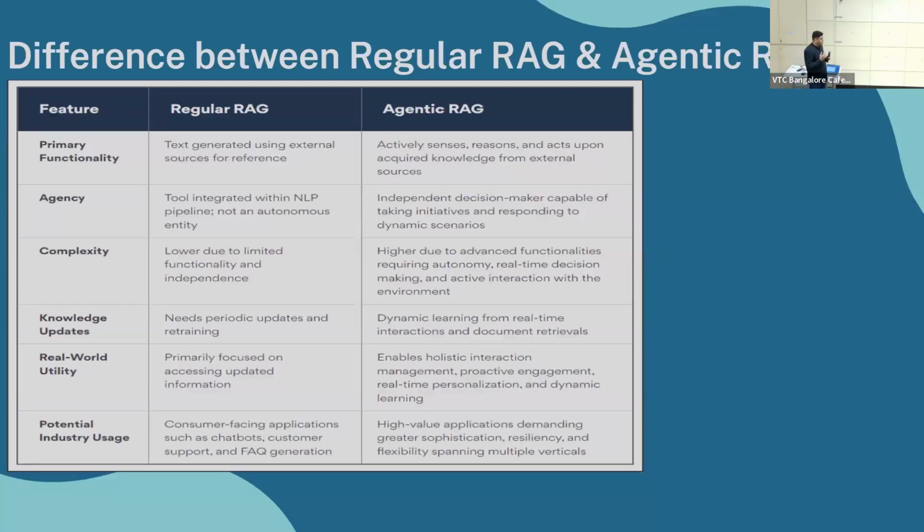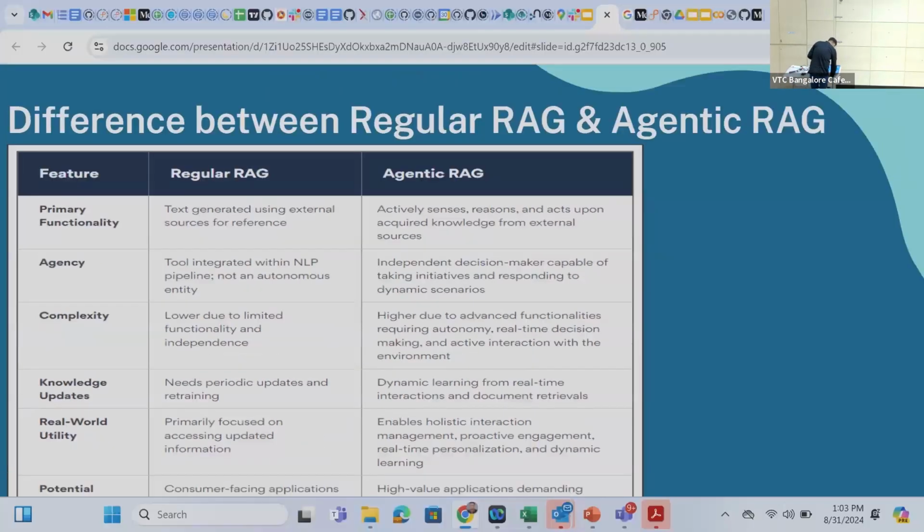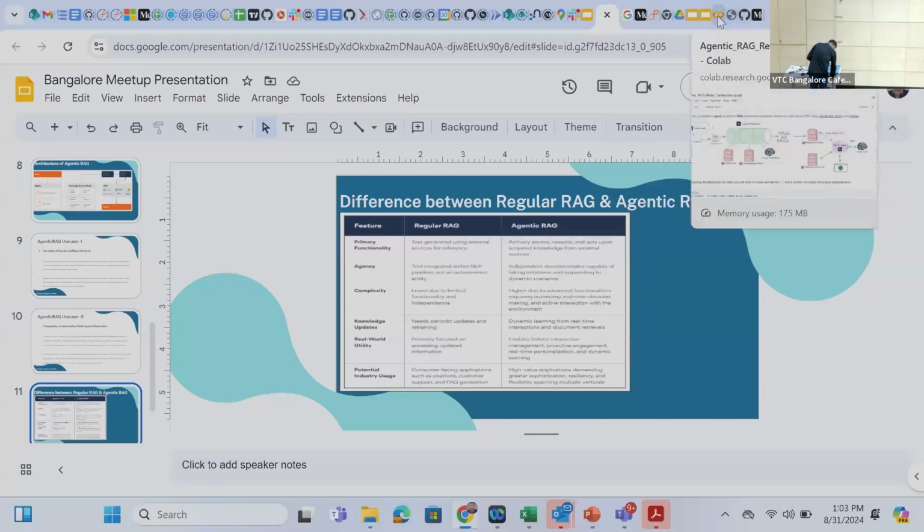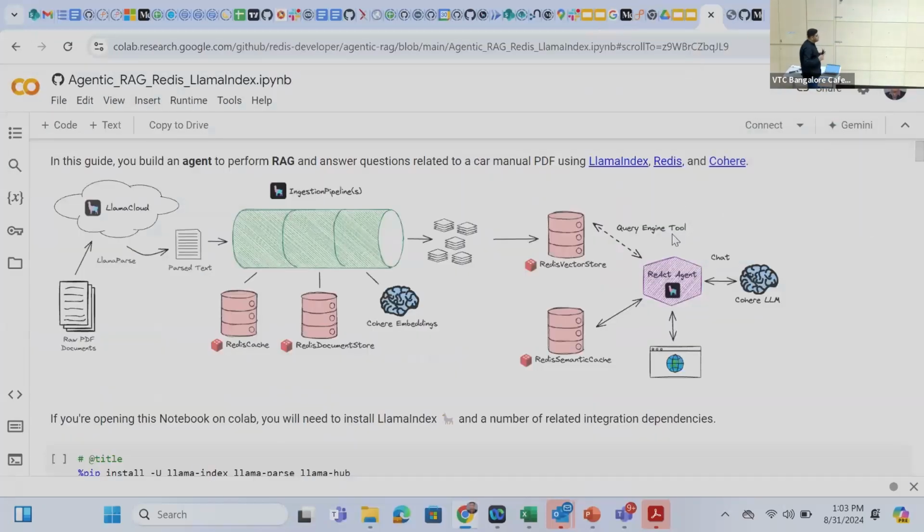I'm probably moving forward to show you one of the implementations of Agentic RAG, how it is done. So just give me 1 minute. So if you see this, this is a simple notebook that I have just prepared.